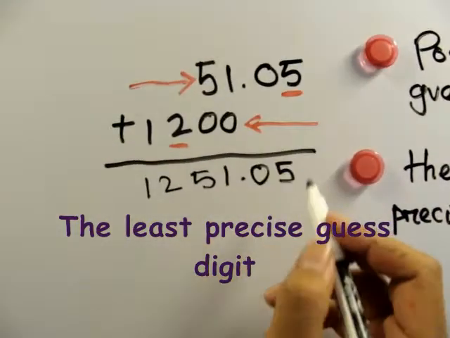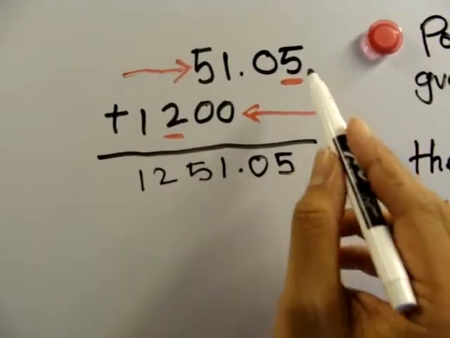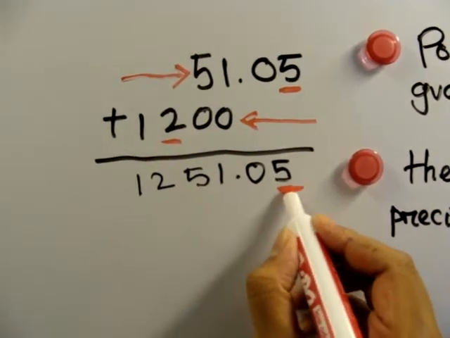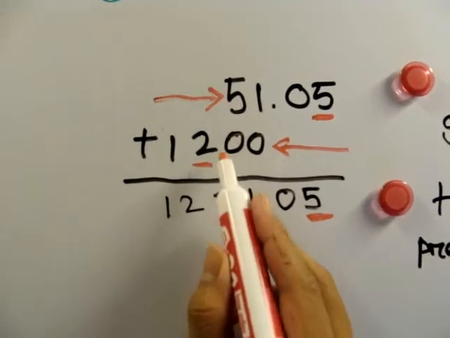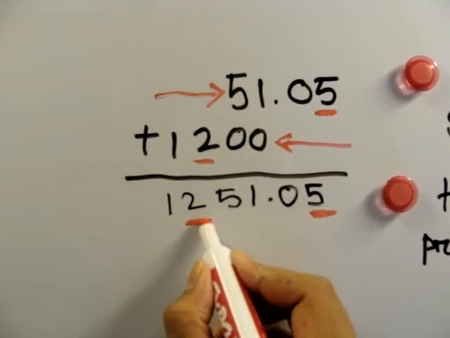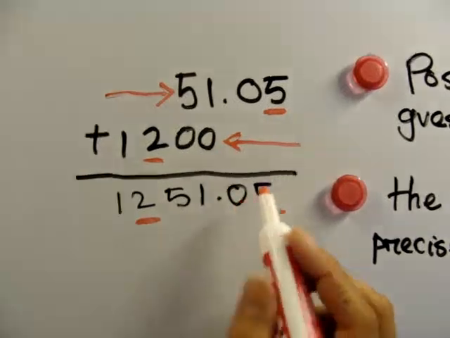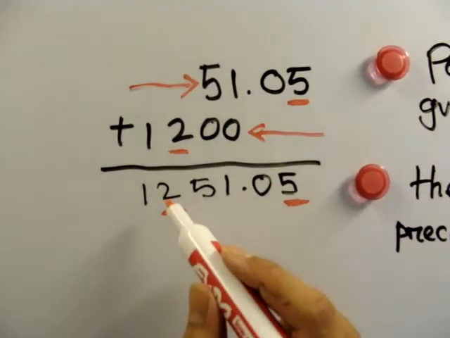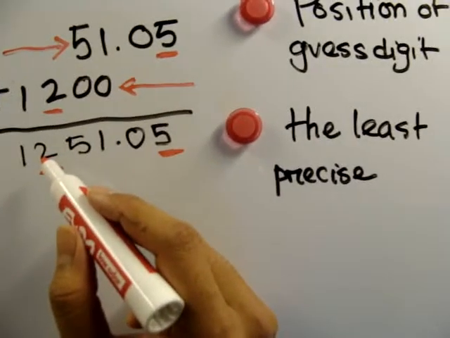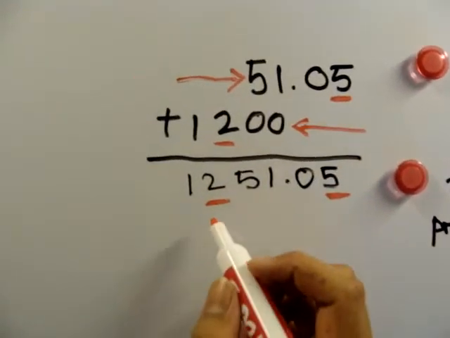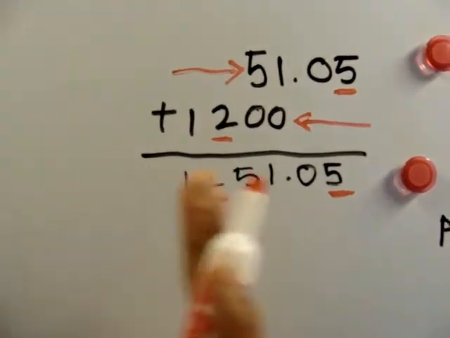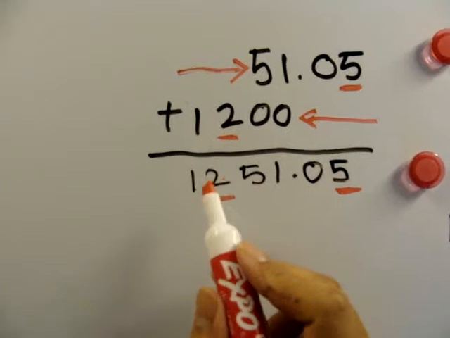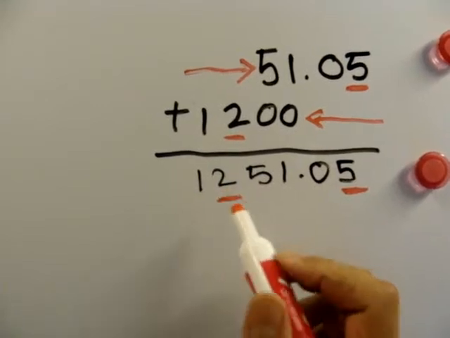Here we can obviously see this is one of our guess digits. If we change the color, this is our guess digit 1, and since we carried this down, this is our second guess digit. So now we know the positions of the guess digits. This one is in the hundreds column, this one is in the thousands column. Which one is the least precise? For the least precise, we'll always look from the left side of the board and see which one's closest. So obviously hundreds is more precise than thousands, so this is our least precise number.